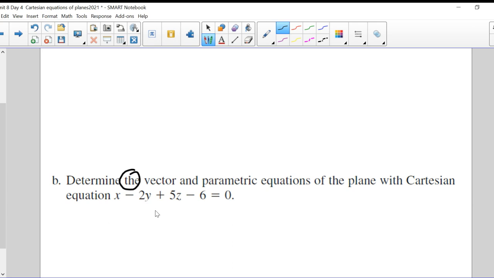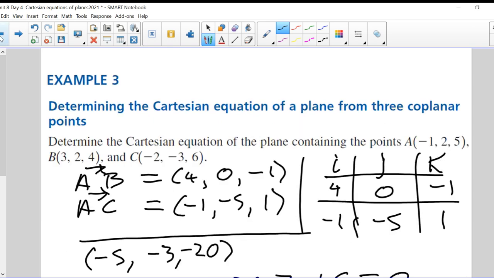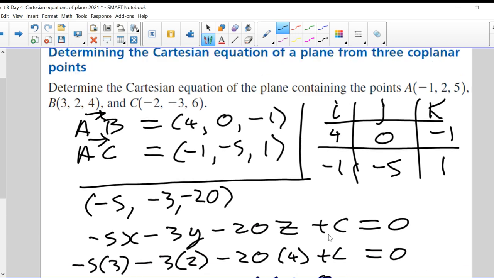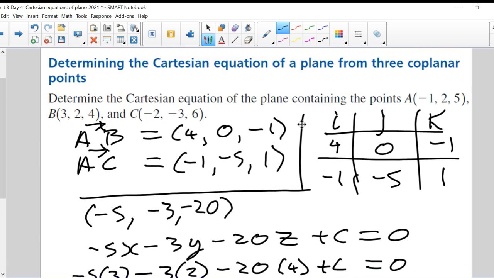How about if we had some points on the plane? Would that help us? Because look, let me take you back a bit here. We were given 3 points here, remember? And with those 3 points, we were able to create a vector, well, a Cartesian equation in this case. But we've used 3 points before and come up with vector equations.